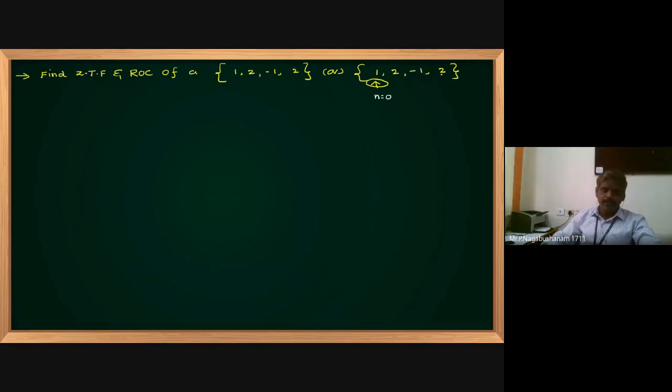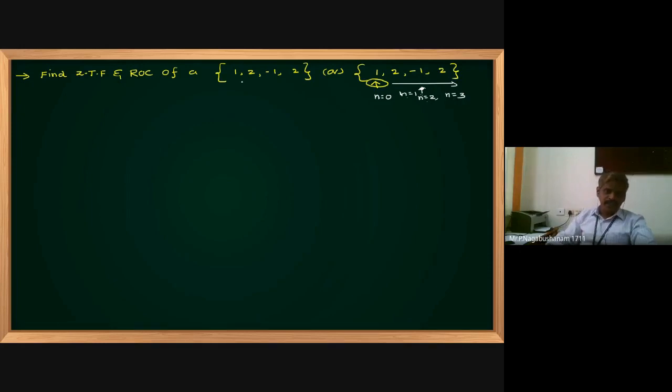Now, the remaining values are towards the right side. If we move towards the right side, then this is n equal to 1, this is n equal to 2, this is n equal to 3. Please, I repeat, listen. Whenever you come across an arrow mark, that indicates the sequence will start from n equal to 0. The remaining values are available towards the right side of the arrow mark. So n equal to 0, 1, 2, 3.